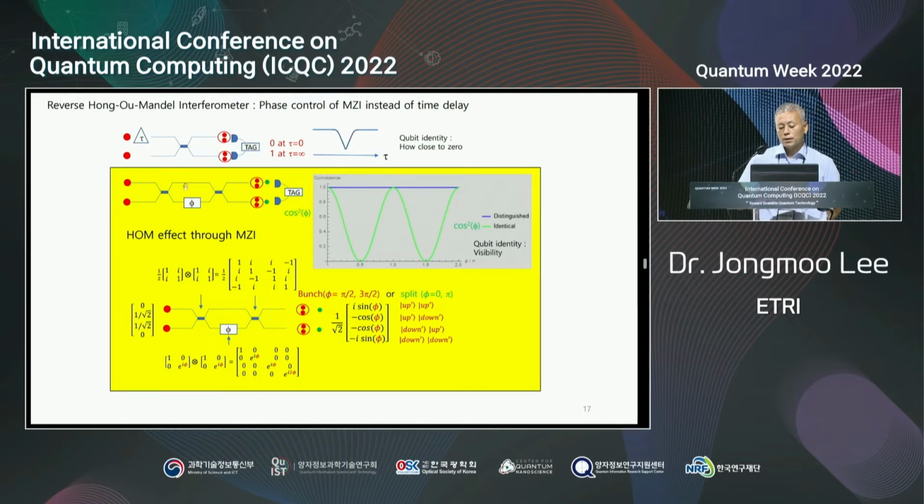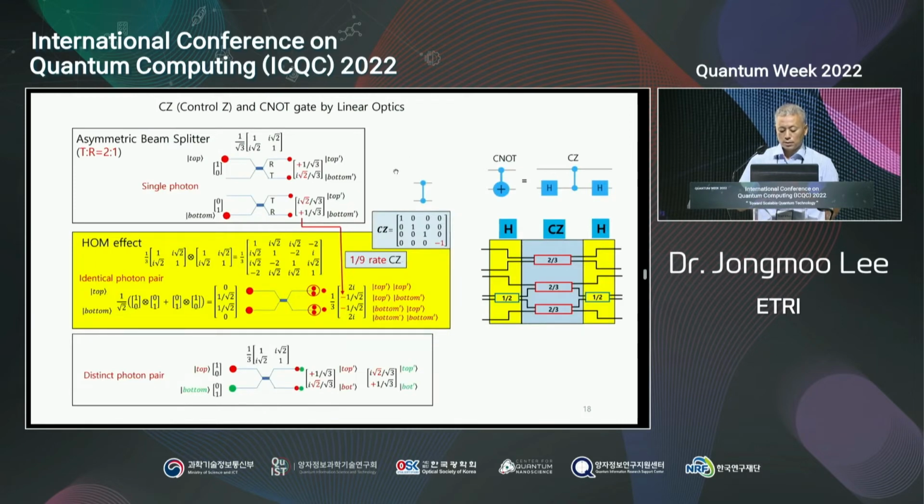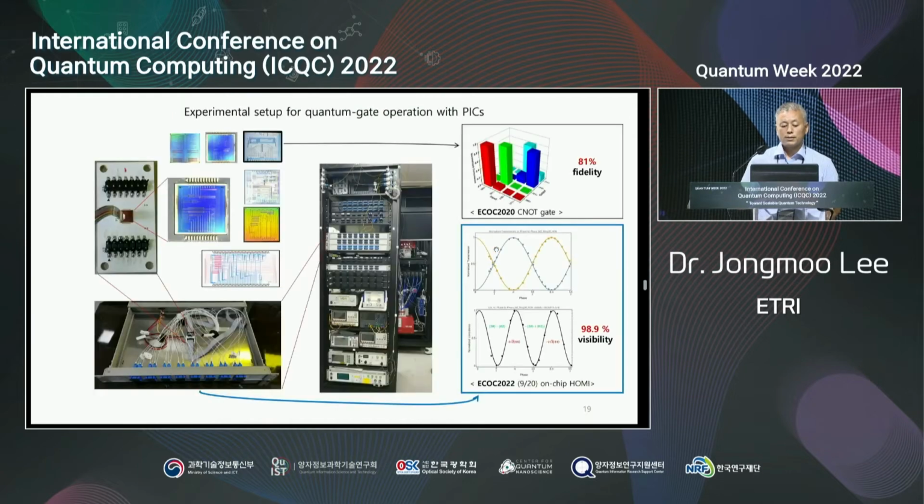So if it works as a beam splitter, there's no coincidence, and if it passes the single photon, then there is this coincidence of the photons. So the coincidence transfer can be like a cosine square function. And with this, we can measure the visibility of the photons, and also can make the two-photon gate of control-Z or control-NOT gate.